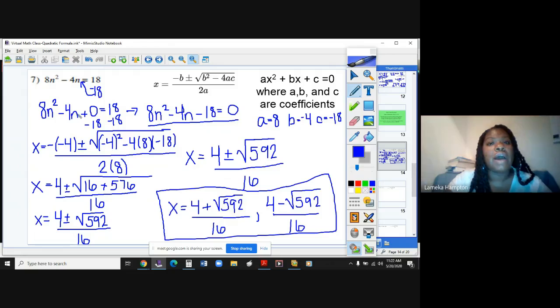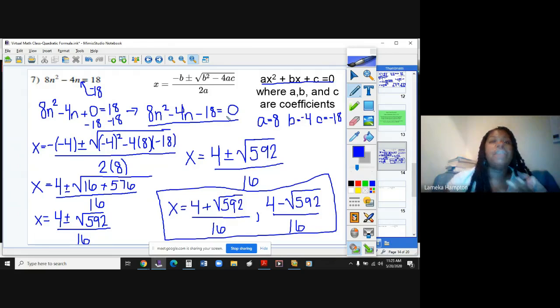Okay, so that's the reason why I also said if it helps you to write a 0 here, because all quadratic equations look like this. If it helps you to write a 0 so that you can still keep that same format, then you can do that. And see what I did over here was I just subtracted 18 from both sides, so now I have 0 minus 18, and it gave me this negative 18 over here. So this would be the equation that I would use for my quadratic formula.